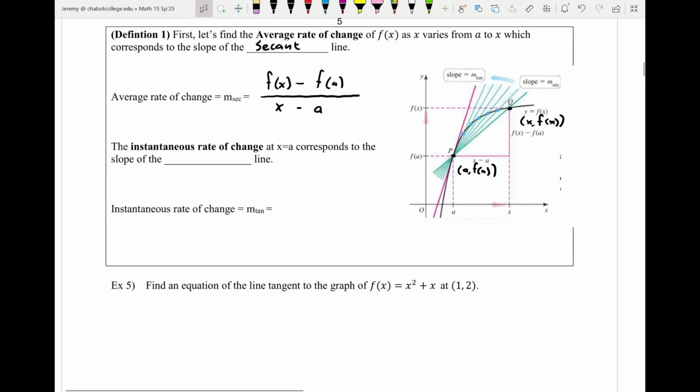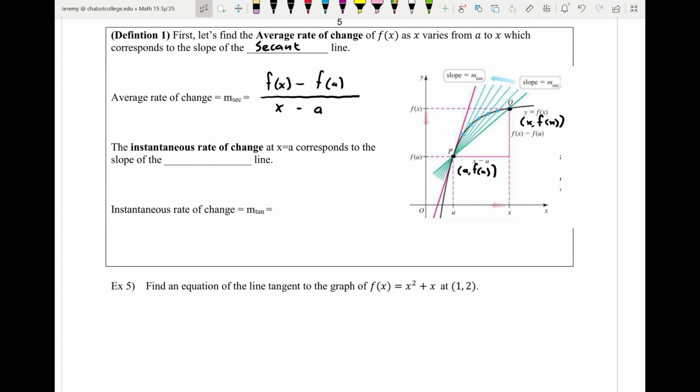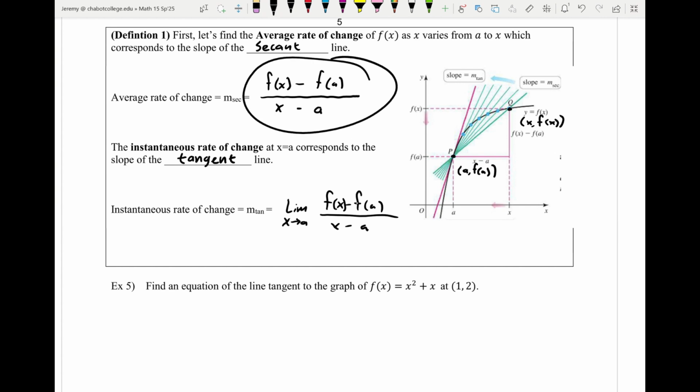Okay, and if we want to find the instantaneous rate of change at x equals a, it corresponds to the slope of the tangent line, like we already knew. And the instantaneous rate of change, m tan, is going to be the limit as x approaches a of f of x minus f of a over x minus a. So just the limit of this formula, which computes the slope of the secant line.